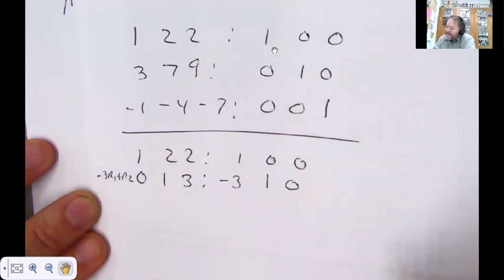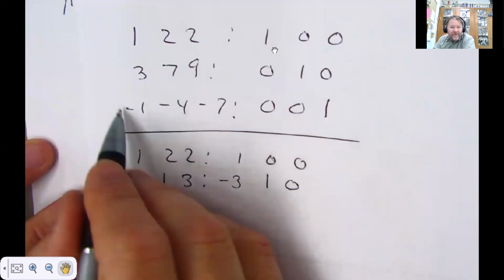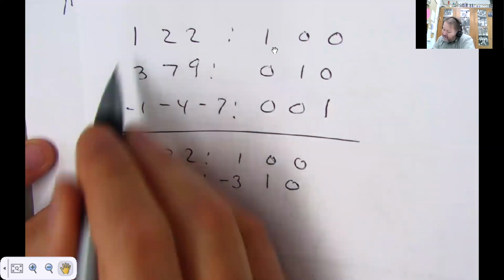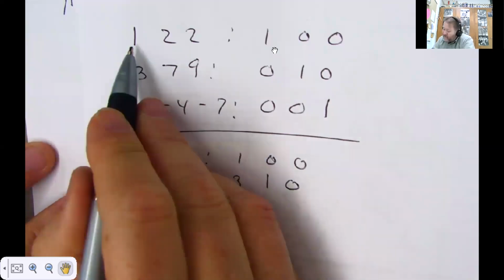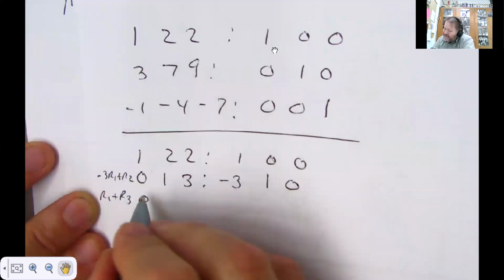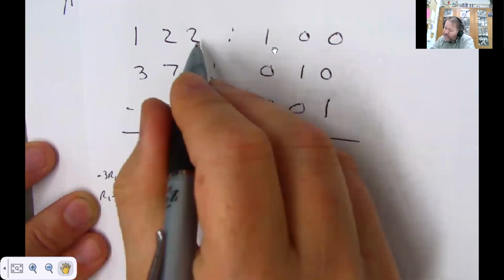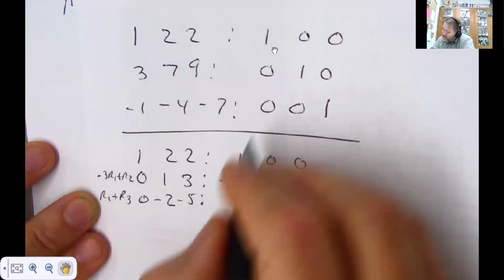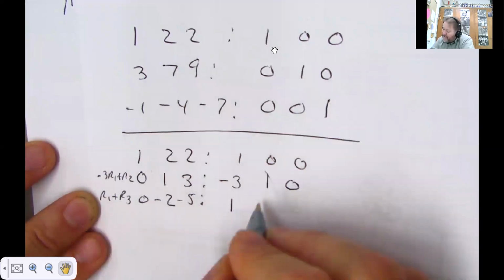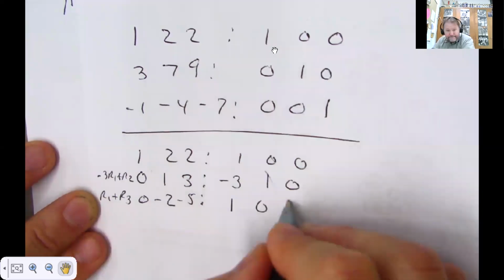All right, now we need to make this entry a 0, so we can simply add row 1 and row 3 together. 1 plus -1 is 0. 2 plus -4 is -2. 2 plus -7 is -5. 1 plus 0 is 1. 0 plus 0 is 0. And 0 plus 1 is 1.